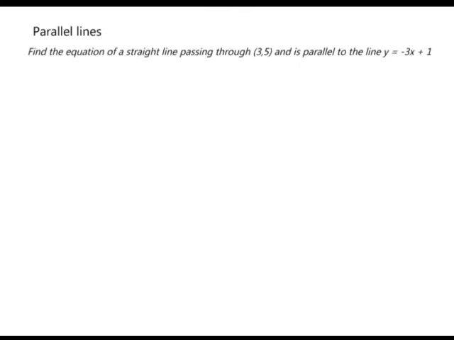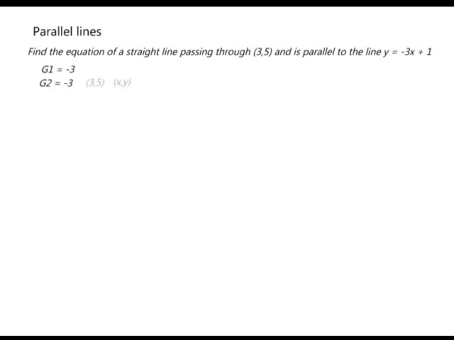For example, find the equation of a line which passes through the point (3, 5) and is parallel to the line y is equal to minus 3x plus 1. In the solution, for the line given, y is equal to minus 3x plus 1, gradient is equal to minus 3. And so the gradient of the other line is also minus 3. We know one point on this line, that is (3, 5).